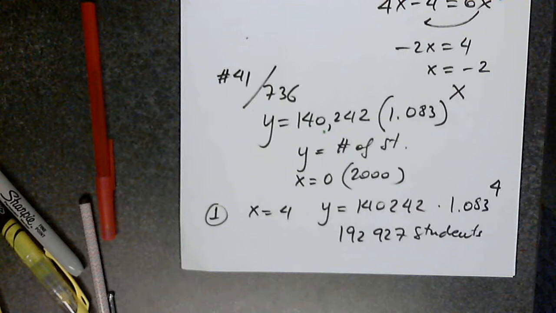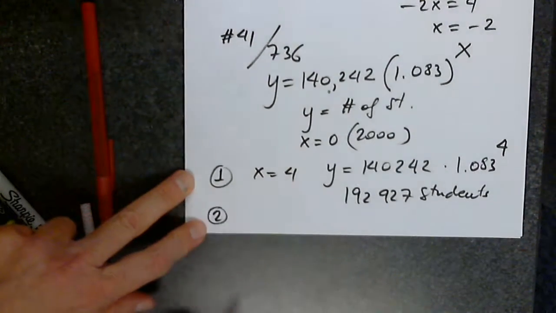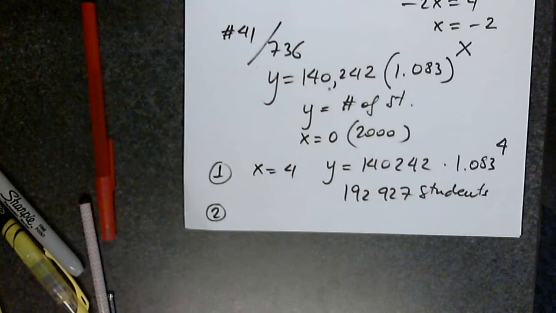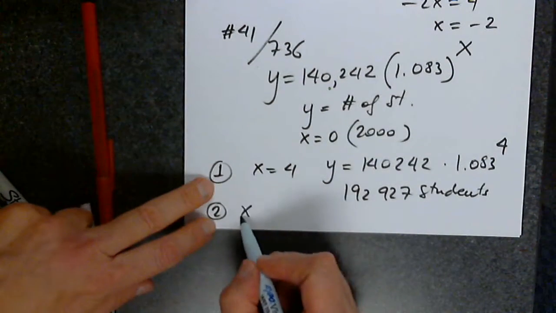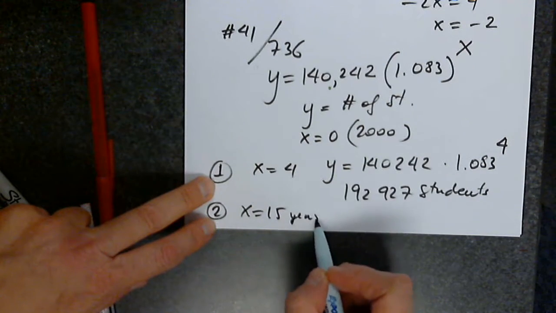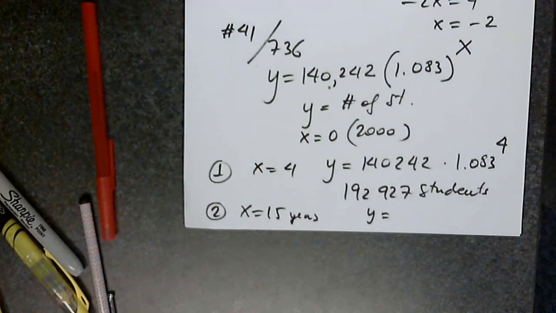Part B, last one. Assuming this equation continues to be valid in the future, use this equation to predict the number of American students studying abroad in 2015. What do I have to do to answer part B? We just substitute x for 15. So x equals 15 years. And then solve. So all I have to do is just plug it in. So go back and change 4 into 15. And it appears to be 463,772.